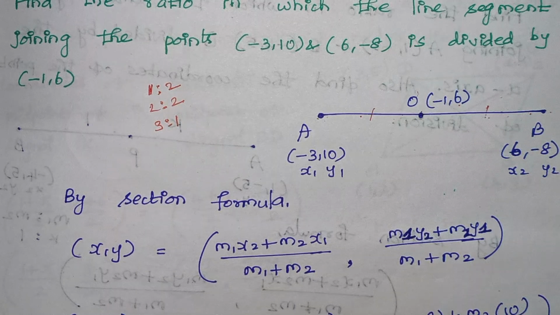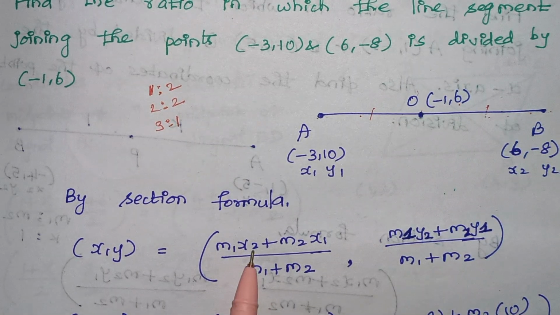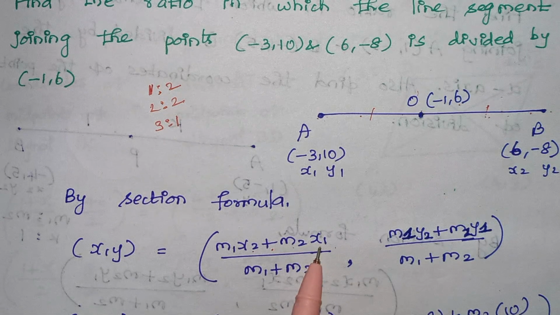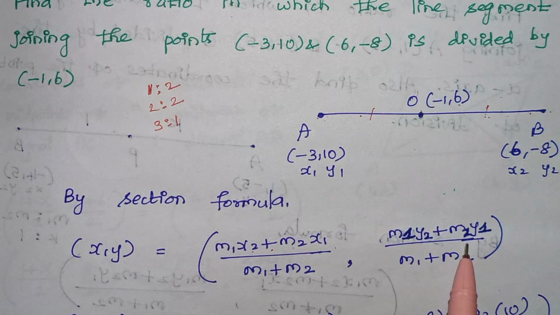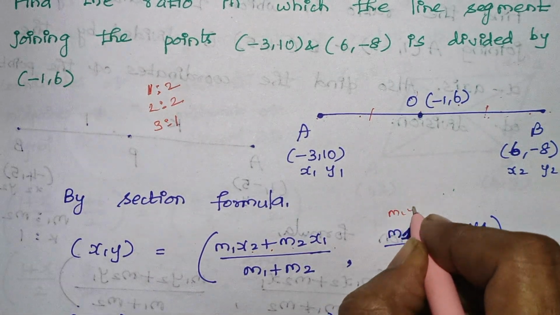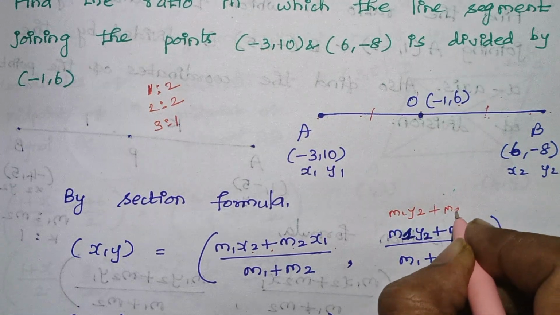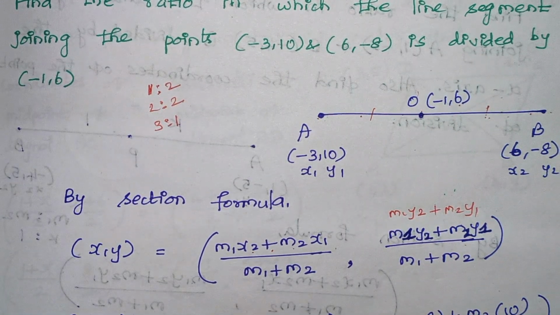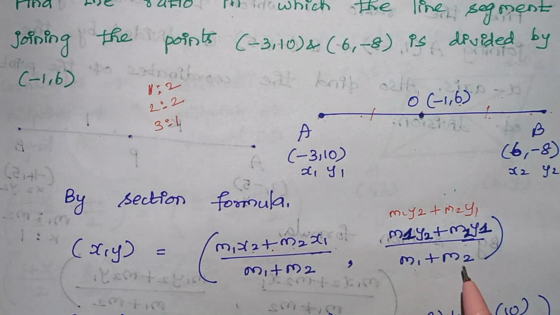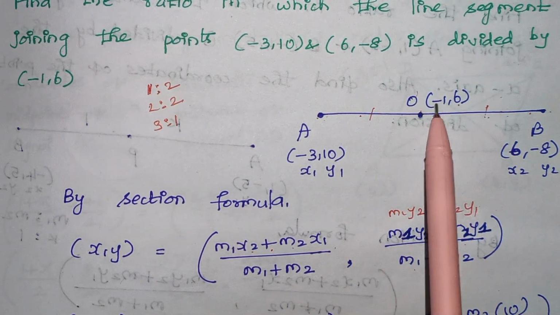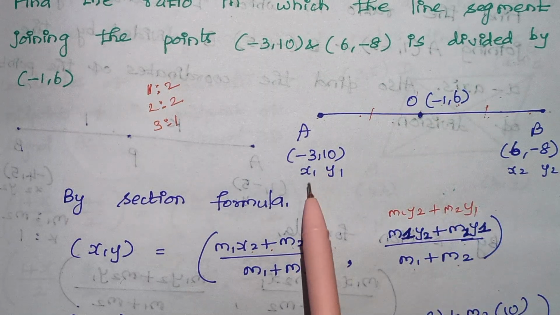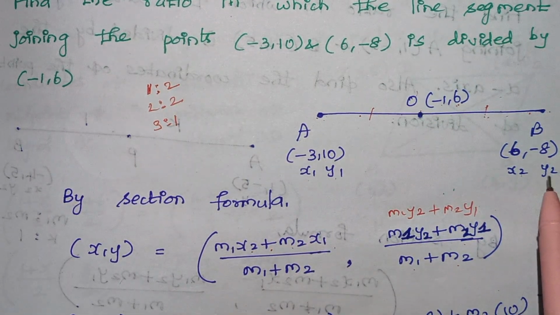So this x comma y is given by m1 x2 plus m2 x1 divided by m1 plus m2, and here m1 y2 plus m2 y1 divided by m1 plus m2, right? So this m1 and m2 are nothing but our ratios, and all the other things are clearly given. This is our x comma y, and this is my x1 y1 and this is my x2 y2.